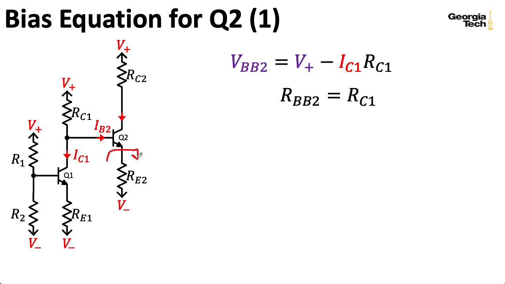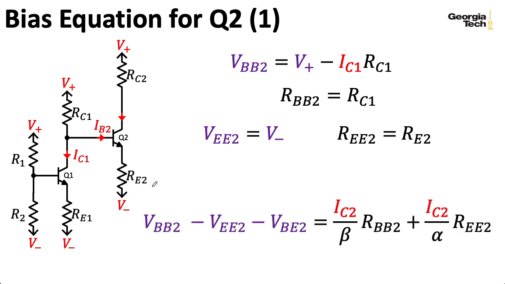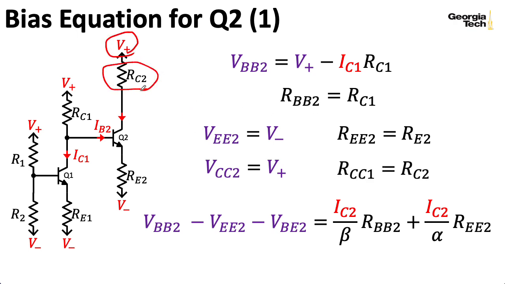All right, what about our Thevenin equivalent looking out the emitter? Well, that's easy. I just have a Thevenin voltage of my power supply V minus, and a Thevenin equivalent resistance of my emitter resistor RE2. In a previous lecture, we discovered this generic BJT bias equation, and on the next slide, I'll solve that for IC2. If you want to double check that Q2 is operating in the active mode, it's helpful to have the Thevenin equivalent circuit looking out of the collector. That's pretty easy. We just have a Thevenin equivalent voltage of the power supply and a Thevenin equivalent resistance of this collector resistor RC2.